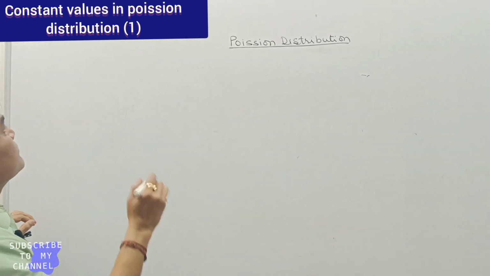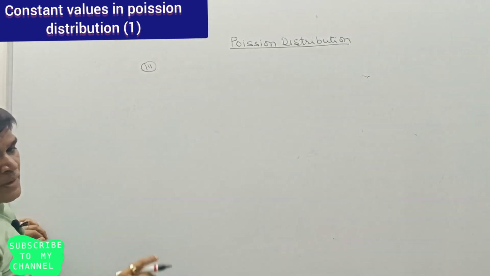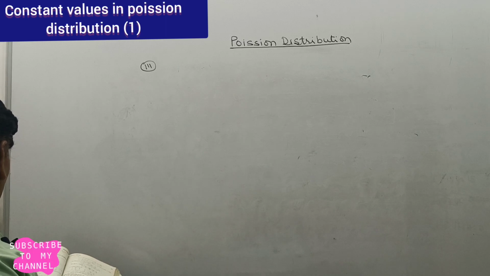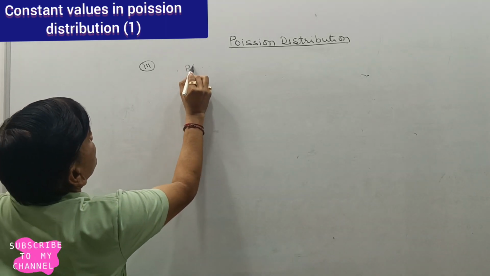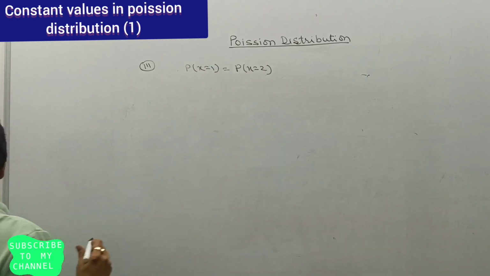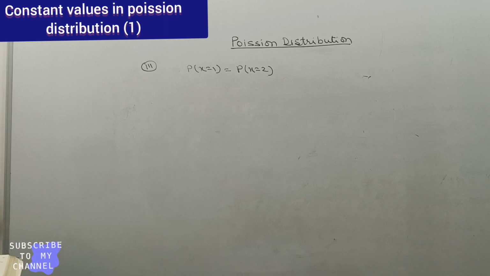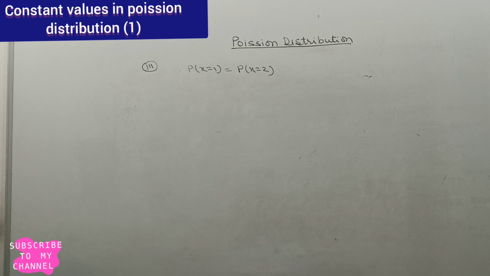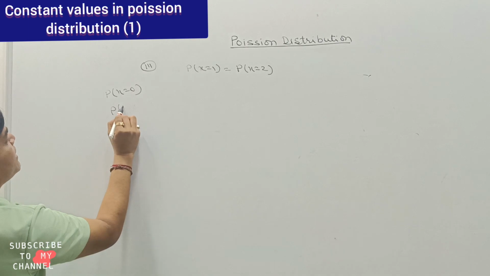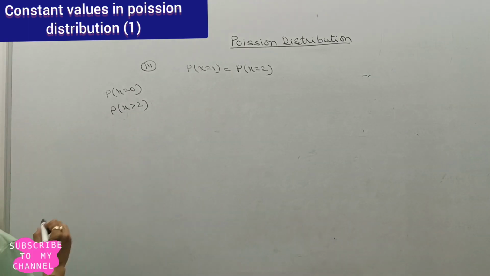Third question. In a Poisson distribution, P(x=1) is equal to P(x=2). For a random variable x following the Poisson distribution such that P(x=1) is equal to P(x=2), calculate the mean and variance of the distribution, and also find P(x=0) and P(x>2).